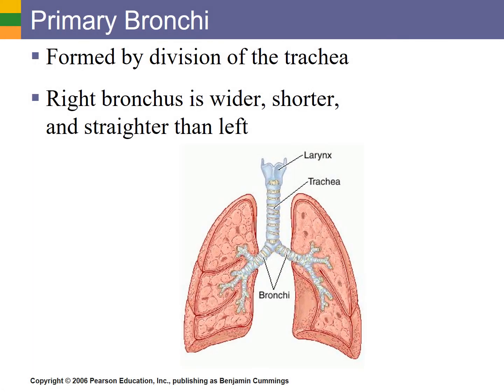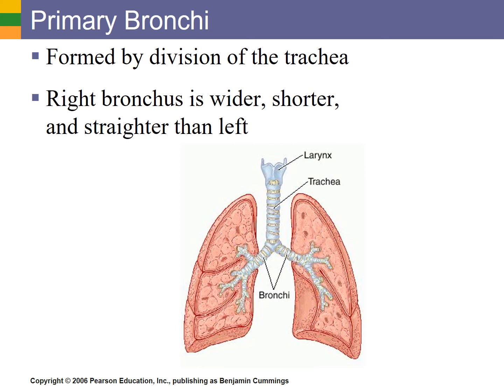The function of the trachea is to connect the larynx with the bronchi. So we have this branching off the trachea into the right and left primary bronchi, which then enter the lungs.